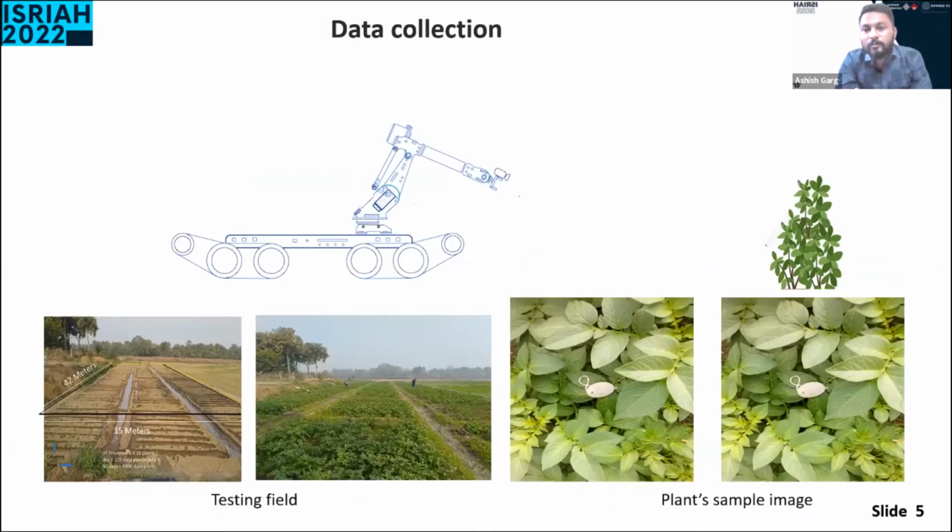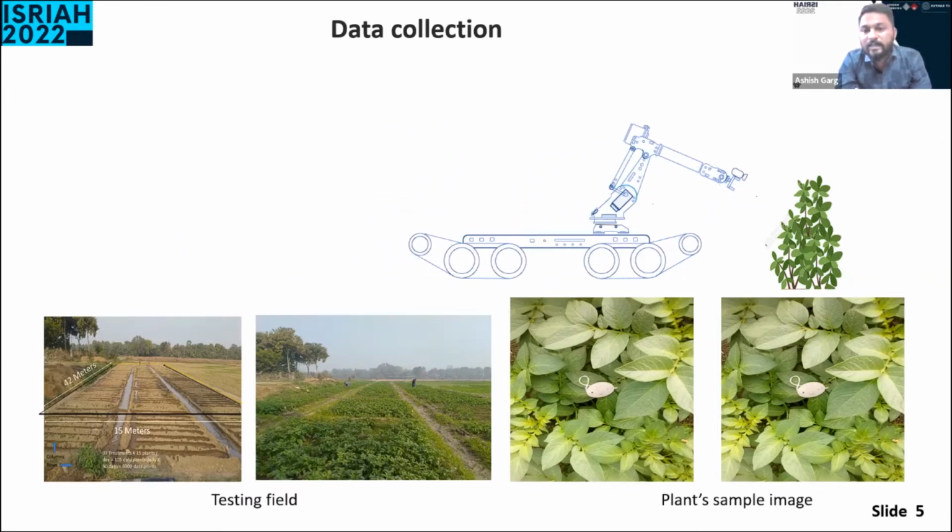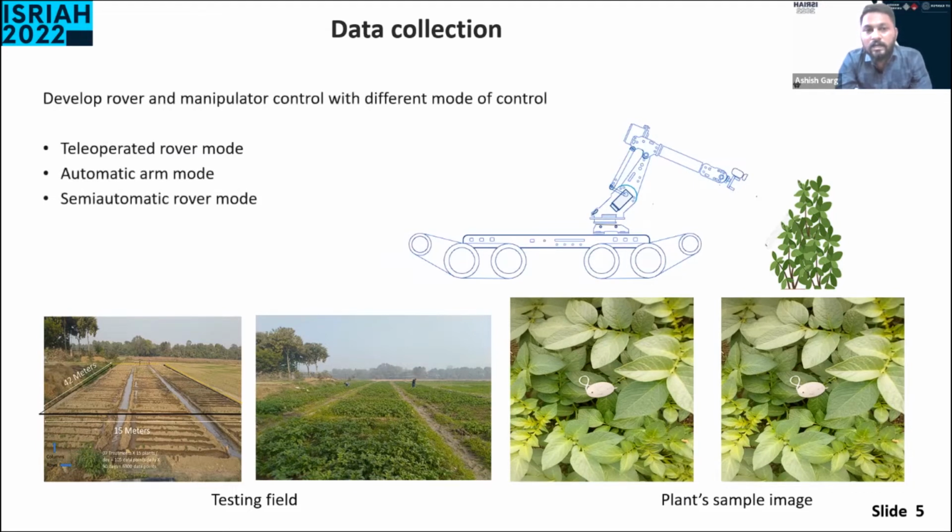How is this network trained? For training, we developed a data collection robot. This is a 6 degree of freedom manipulator system. It moves in the field and takes images of the plants. It is operated in 3 different modes: teleoperated mode, autonomous mode, and semi-operated mode. In the left-hand image, you can see the test field, a tomato planted field, and on the right-hand side you can see sample images of plants.